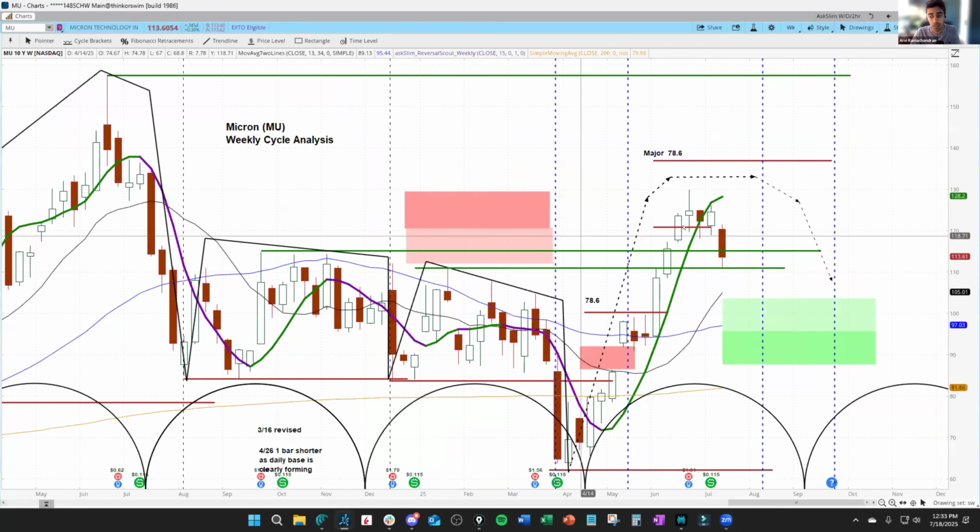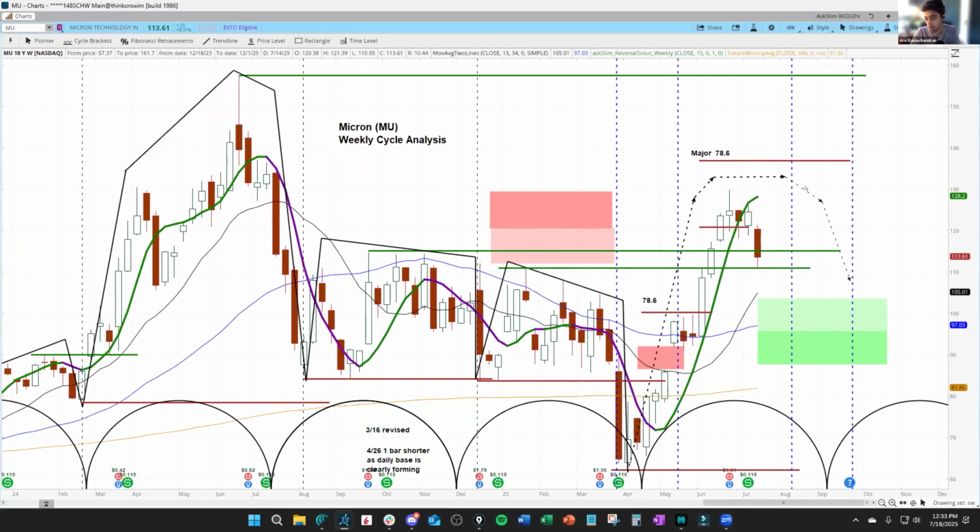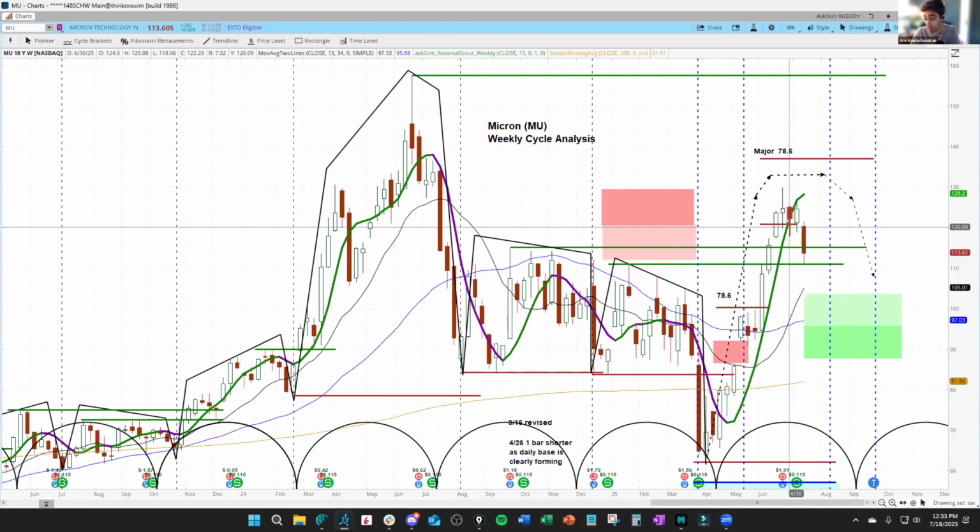On the intermediate term for MU, we are in what looks like a high that is now trying to form here in MU, but there's a trough here that is due 8/4 to right around 9/22.